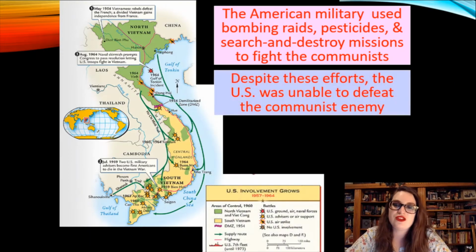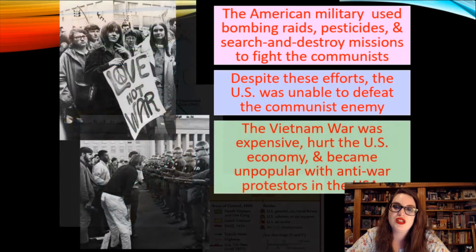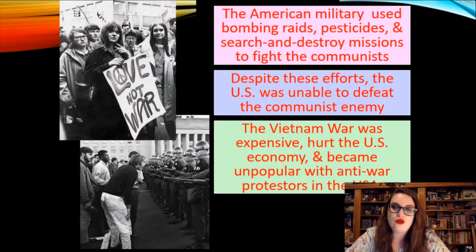Despite these efforts, the U.S. was unable to defeat the communist enemy. The Vietnam War was expensive, and it hurt the U.S. economy and became very unpopular with anti-war protesters in the USA. This was one of the first times where soldiers, like the USA troops, were hated by the USA citizens. This is a big, big, big shift.